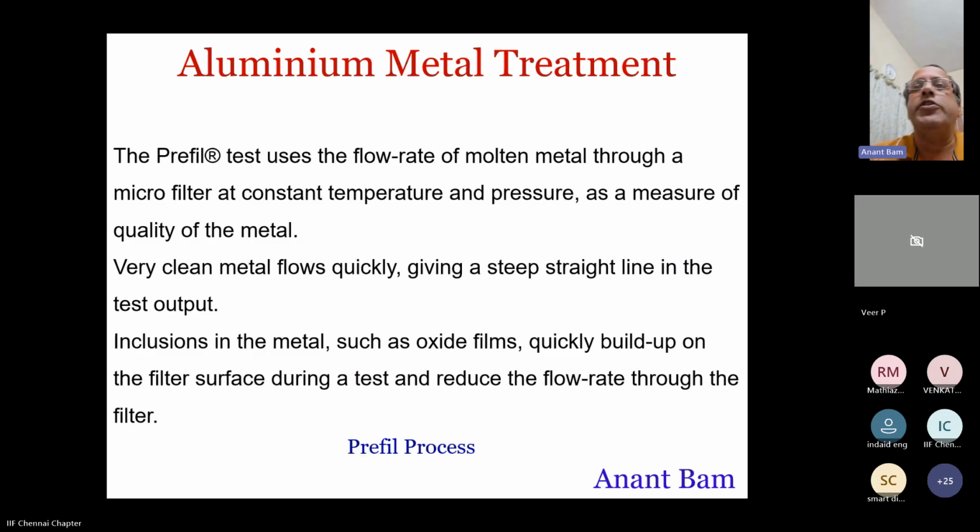The Prefil test uses the flow rate of molten metal through a microfilter at constant temperature and pressure as a measure of quality of the metal. Very clean metal flows quickly, giving a steep, straight line in the test output. Inclusions in the metal, such as oxide films, quickly build up on the filter surface during the test and reduce the flow rate through the filter. Next, please.